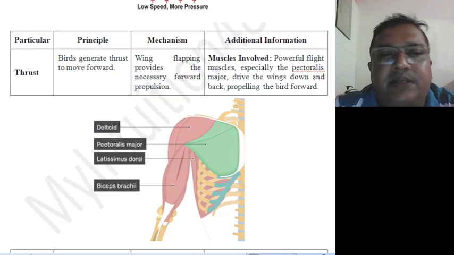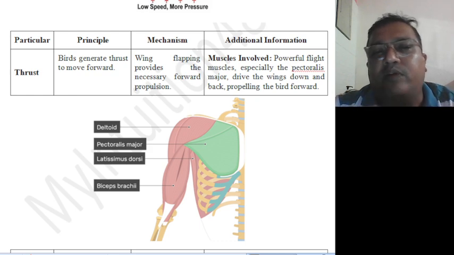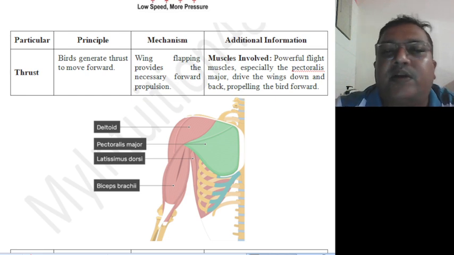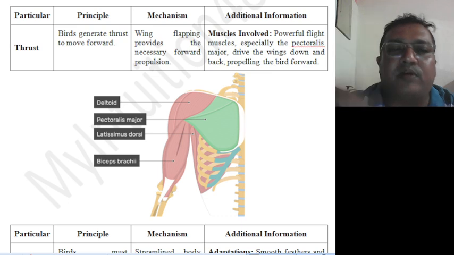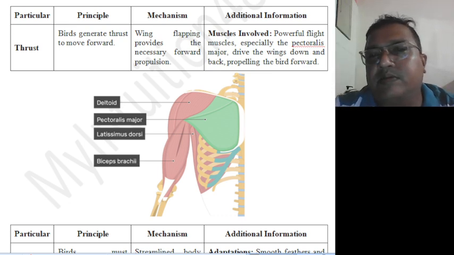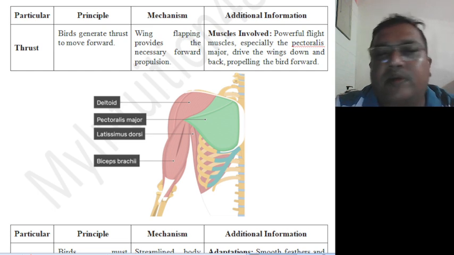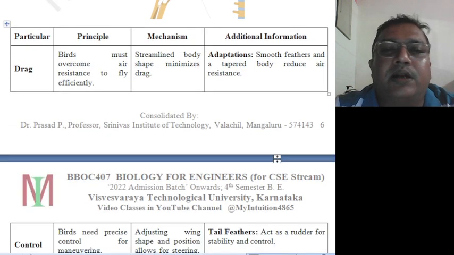Then the second point, thrust. Birds generate thrust to move forward. The flapping of wings provides the necessary forward propulsion. So thrust means to move forward. That flapping of wings by the birds creates the thrust, and comparing to that, jet engines are made. Additional information: a muscle is involved, the powerful flight muscles, especially the pectoralis muscle, indicated here. This muscle in a bird drives the wings down and back, propelling the bird forward.